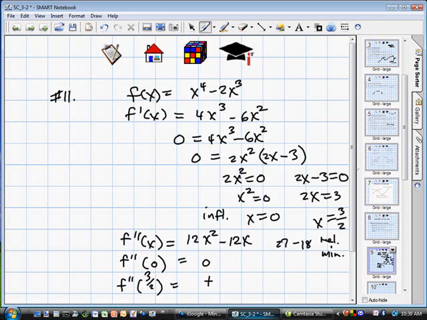So what does that mean? At x equals 0, this graph is in some state of transition. It's probably at a point where it's changing from concave up to concave down or vice versa. It's some kind of a transition. But at x equals 1.5, we know it's reached a relative min. Okay, let's move on.